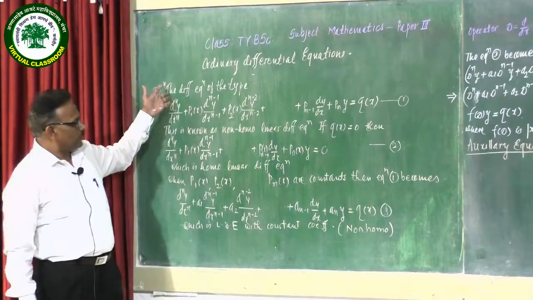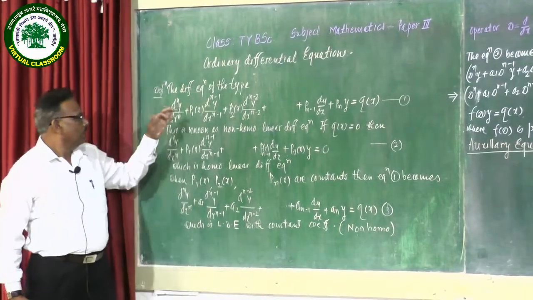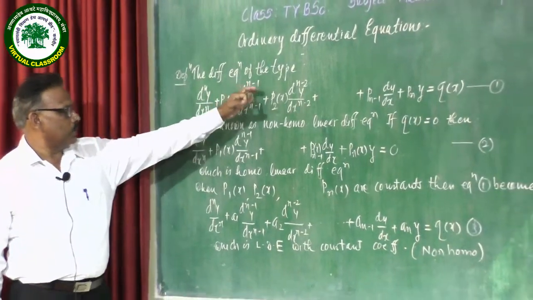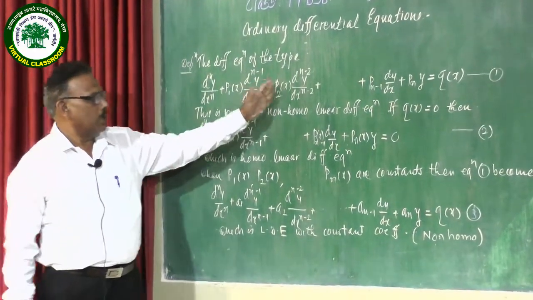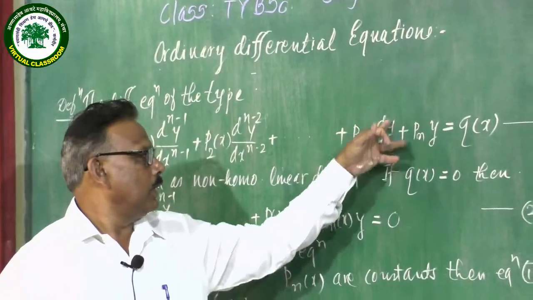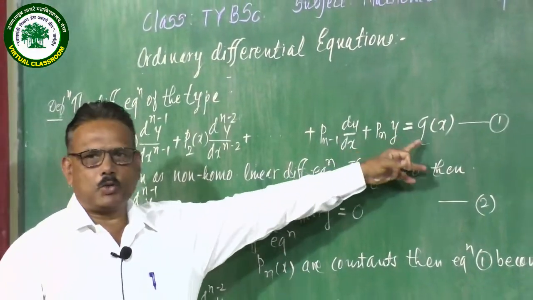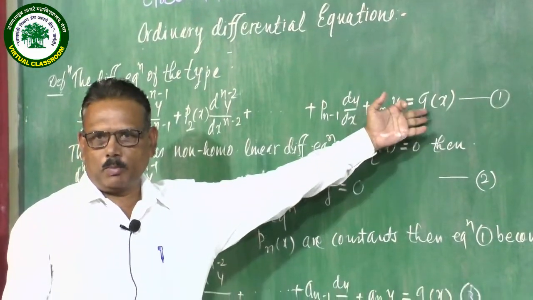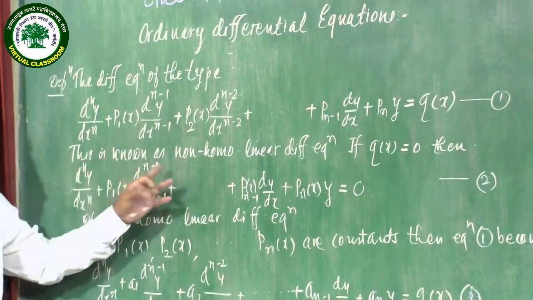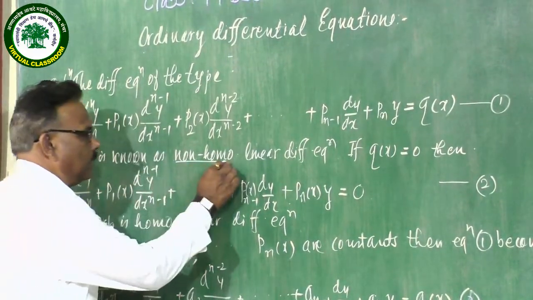The differential equation of the type d^n y by dx^n plus p1(x) d^(n-1) y by dx^(n-1), and continuing in this way, p(n-1) dy by dx plus pn y is equal to q(x). This is equation number 1, which is called ordinary differential equation, which is non-homogeneous.